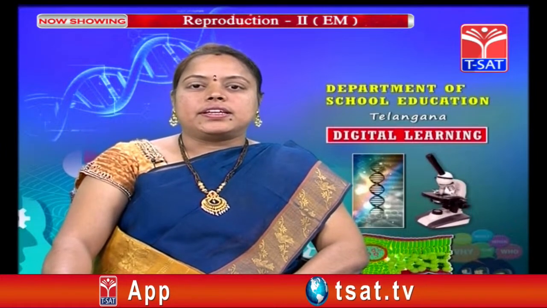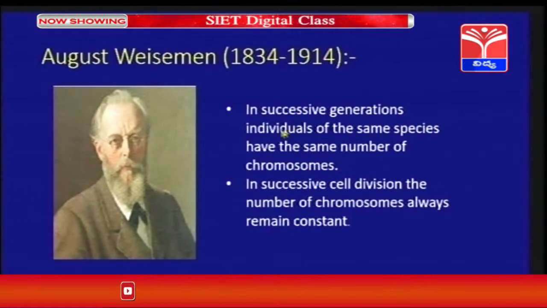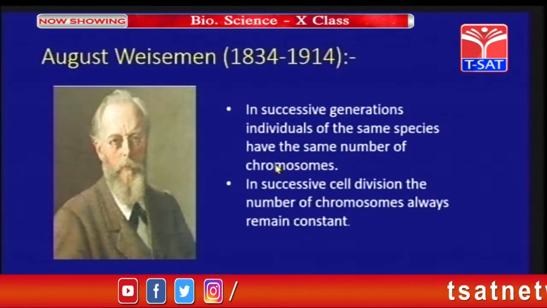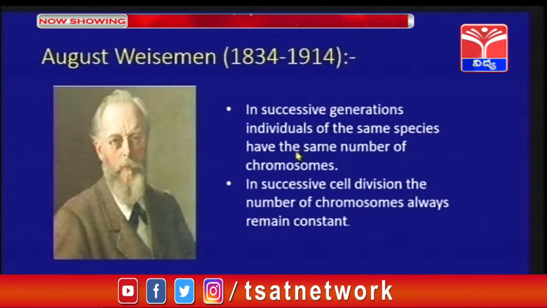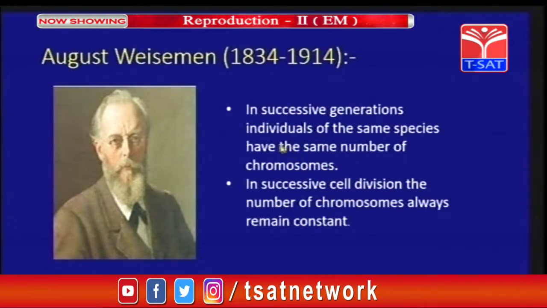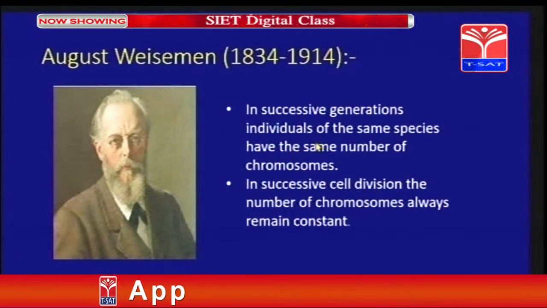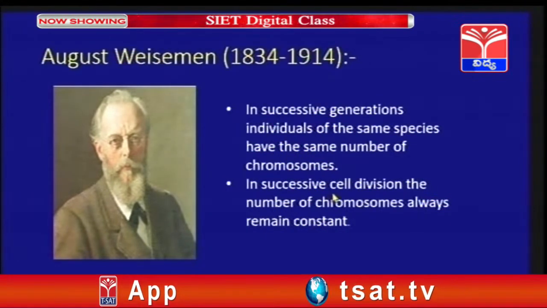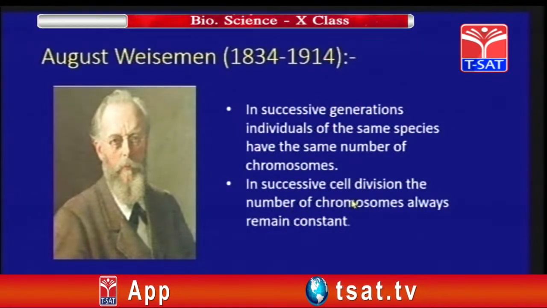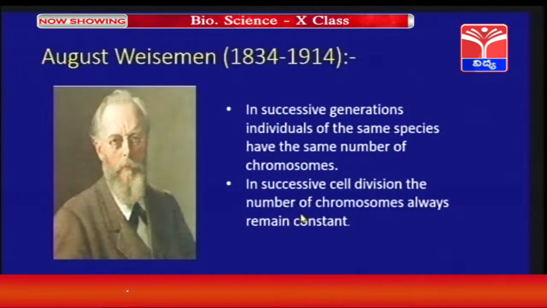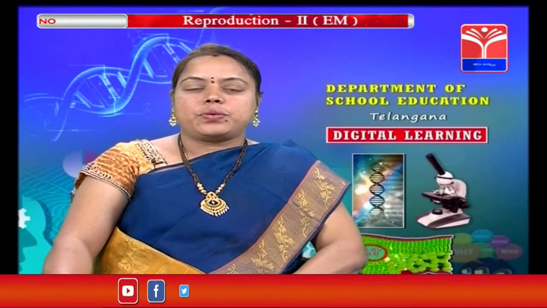August Weismann stated that in successive generations, individuals of the same species have the same number of chromosomes. So children, observe that in every generation the number of chromosomes remains the same, and in successive cell divisions also the number of chromosomes always remains constant. This was stated by August Weismann.